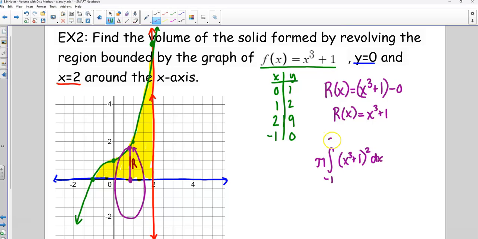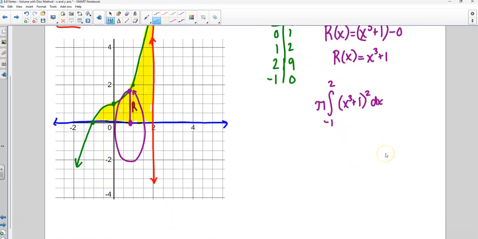-1 to 2. We're looking from the x-axis there for this. Let's treat this one like a non-calculator FRQ. So we have to integrate by hand, but we don't have to simplify. So what do I need to do before I can integrate this? I've got to expand it because I don't know how to integrate with that extra square right there.